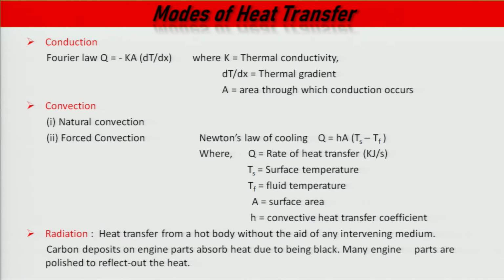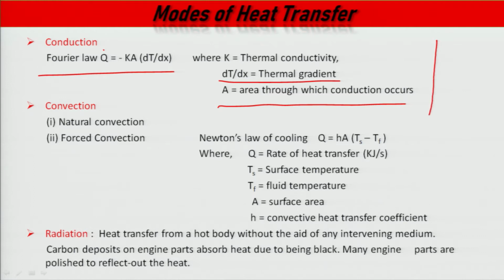So, first of all, conduction. For one-dimensional flow, it is governed by Fourier's law. The heat transfer rate is equal to minus K A dT over dx, where K is the thermal conductivity of the material through which the heat is transferred, dT over dx is known as the thermal gradient, and A is the area through which the heat will be conducted.